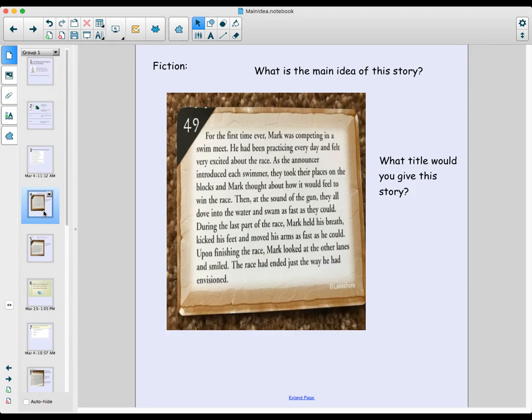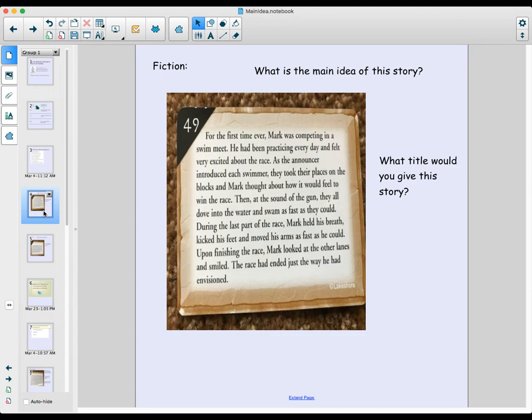All right, now let's think about what is the main idea of this story. Now, if we were talking about a topic, we might say the story is about Mark or the story is about swimming. But if we need to put it into a full sentence, we need to think, okay, what about Mark or what about swimming is this mostly about? So we might say something like, Mark is swimming in his first race, and he does really well. That could be the main idea of this story.